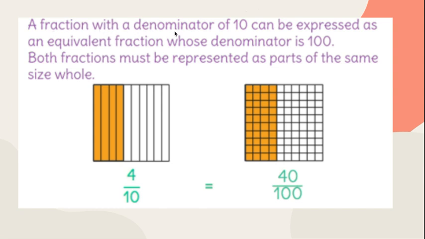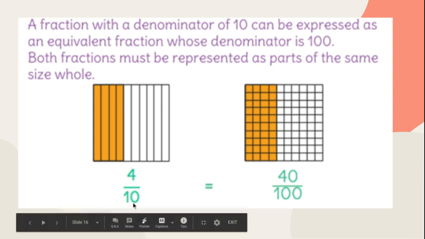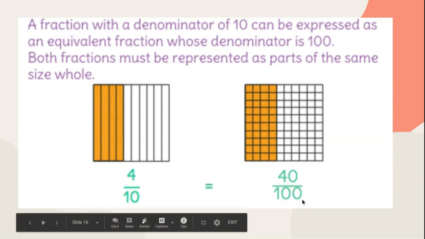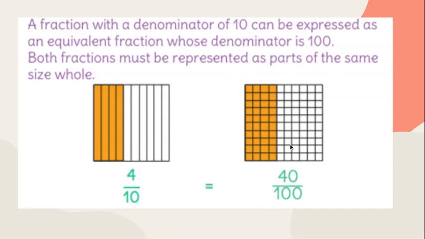A fraction with a denominator of 10 can be expressed as an equivalent fraction whose denominator is 100. So these are actually equal. Both fractions must represent parts of the same-sized whole, right? And I'm going to show you why they're the same.